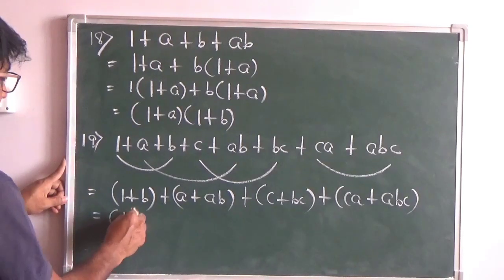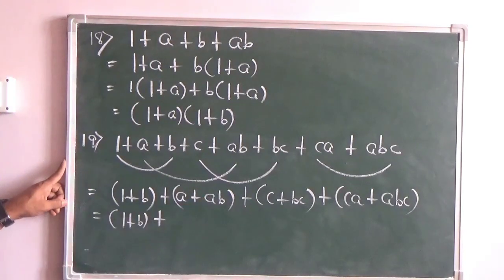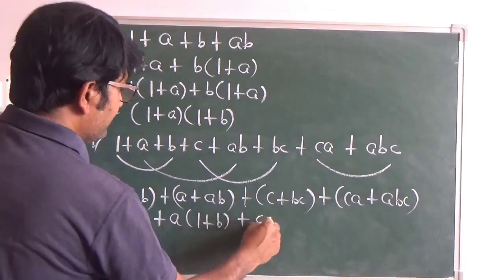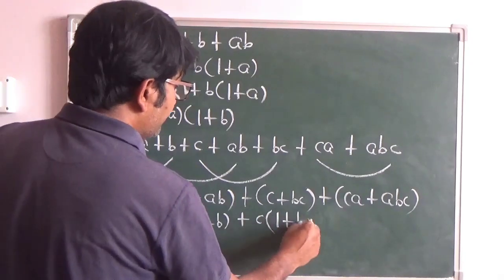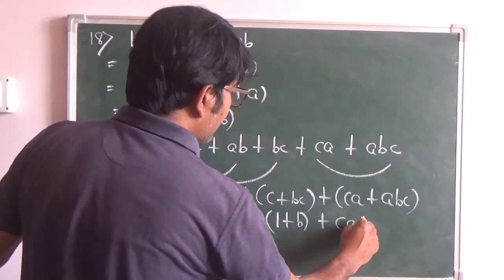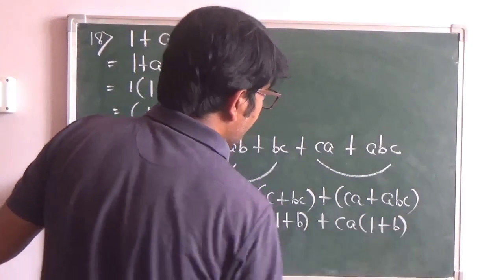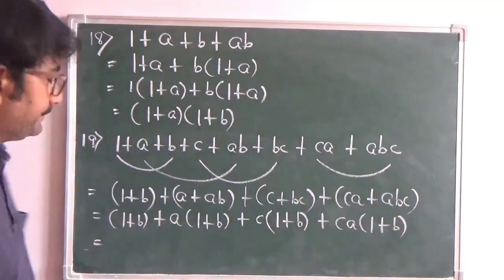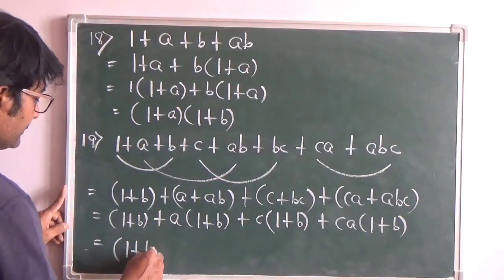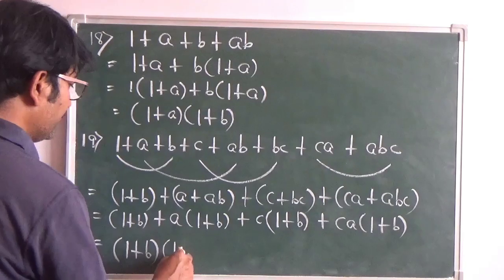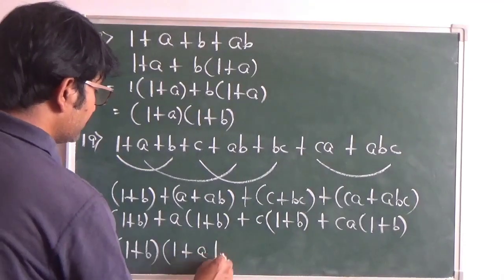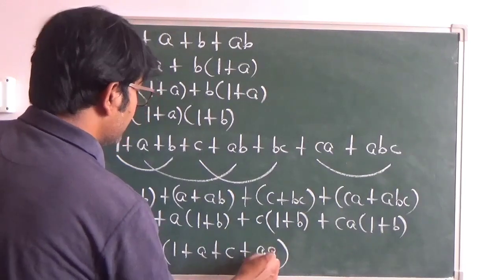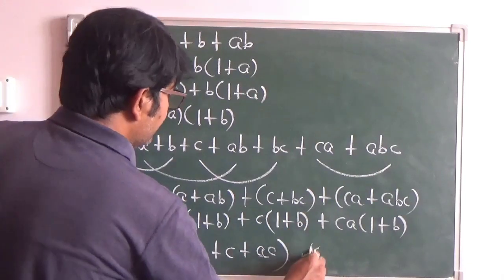It remains as it is, 1 plus b. From here, in the second term, we take a common and we are left with 1 plus b. We take c common, we are left with 1 plus b. We take ca common, we are left with 1 plus b. So now from all the four terms, we have 1 plus b common. Taking 1 plus b common, we are left with 1 plus a plus c plus ac. AC or CA, same thing. So this is your final result.